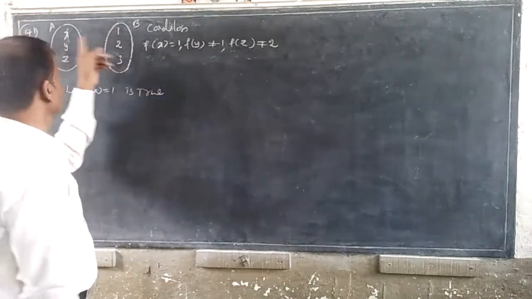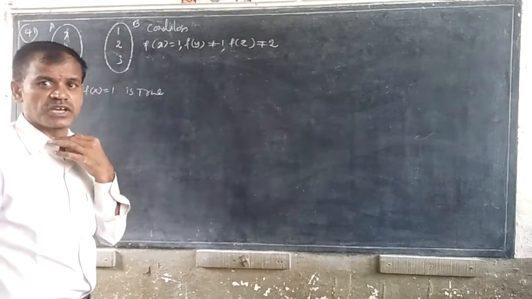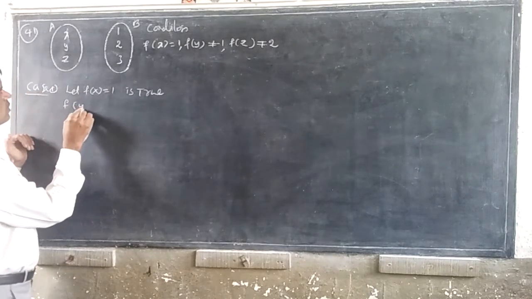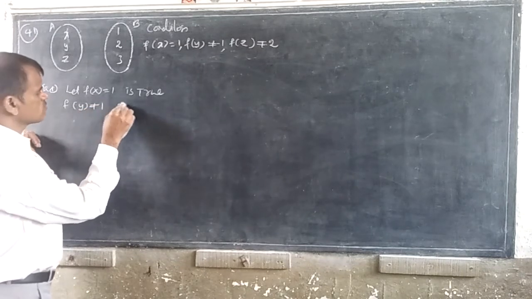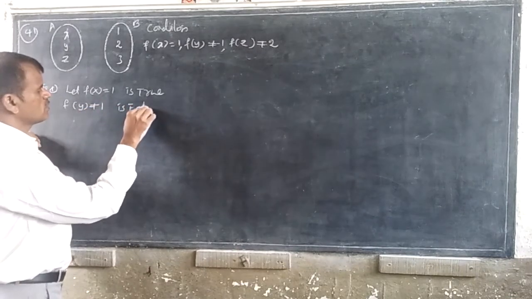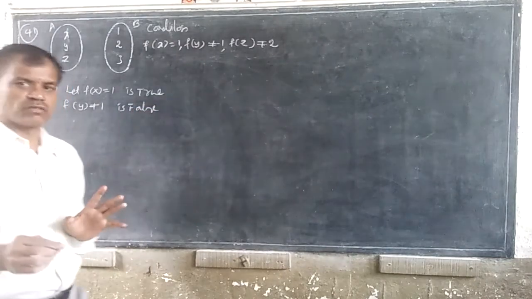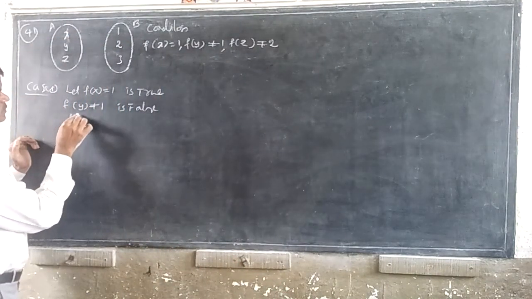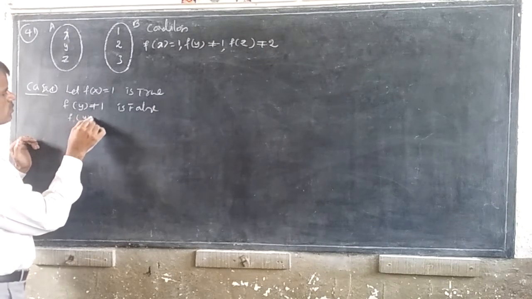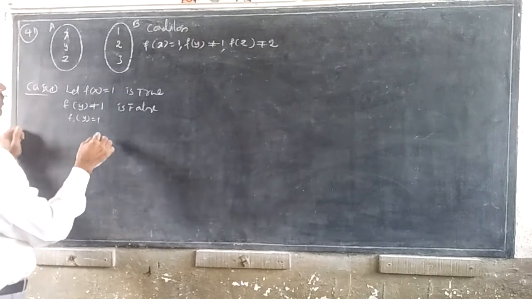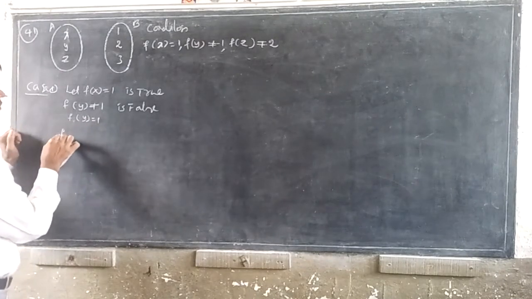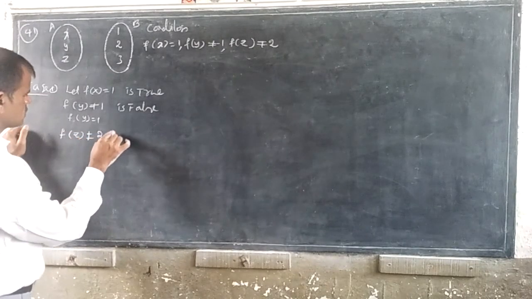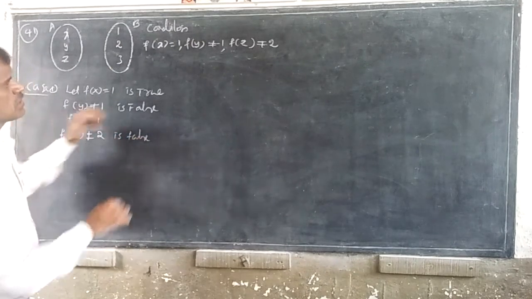Directly you can say whenever f of x equal to 1, f inverse 1 equal to x. Option is there, but we should calculate everything. f of x equal to 1 is true. f of y not equal to 1 is false, so f of y should be 1. Next, f of z not equal to 2 is false.